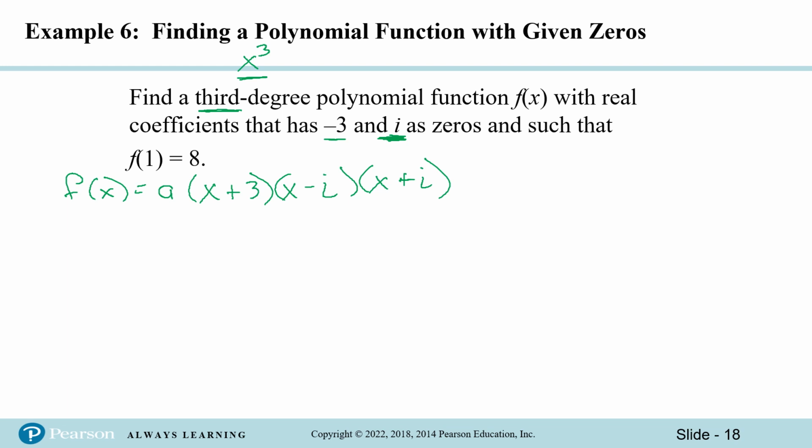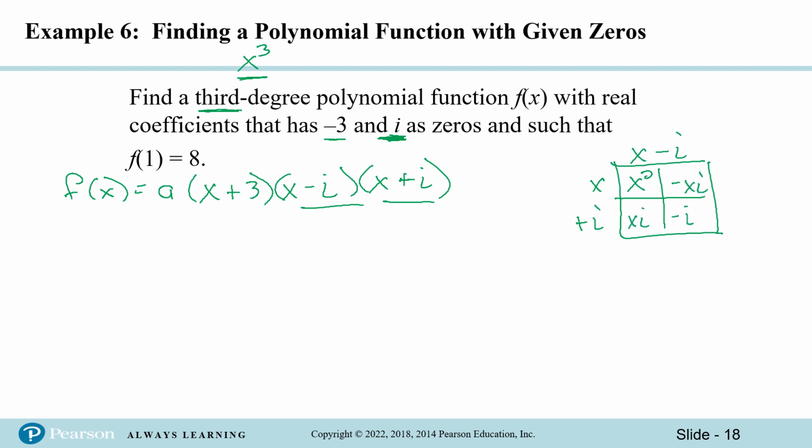So if I multiply that together, they always want you to multiply it together. I always start with the complex numbers, or the complex factors, I mean. You'll see why in a minute. X squared minus xi plus xi. Because they come in conjugate pairs, the xi's are going to cancel each other out. That's why we always multiply those together first. So we have an x squared minus, but i squared is -1. So that gives me x squared plus 1.